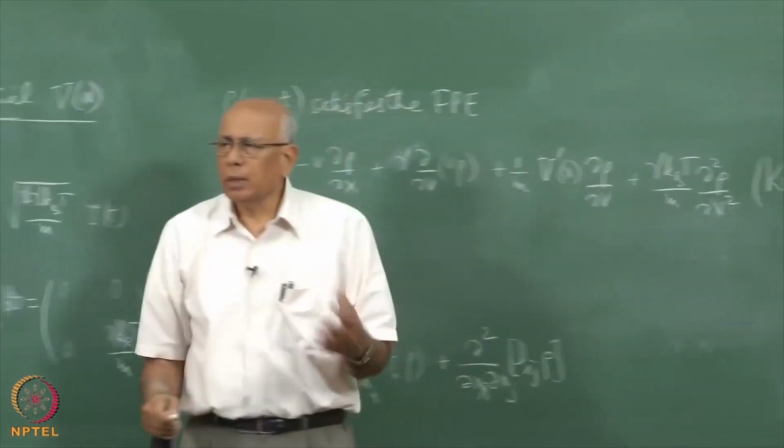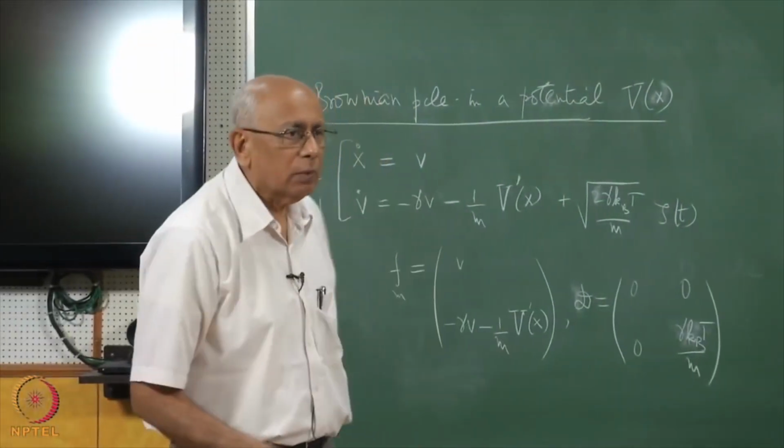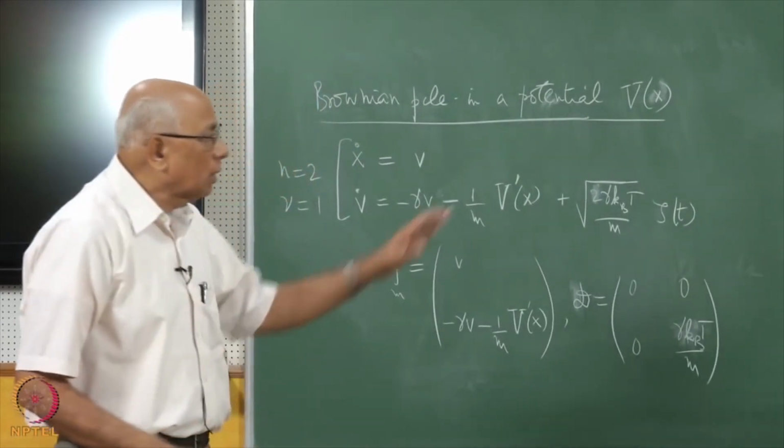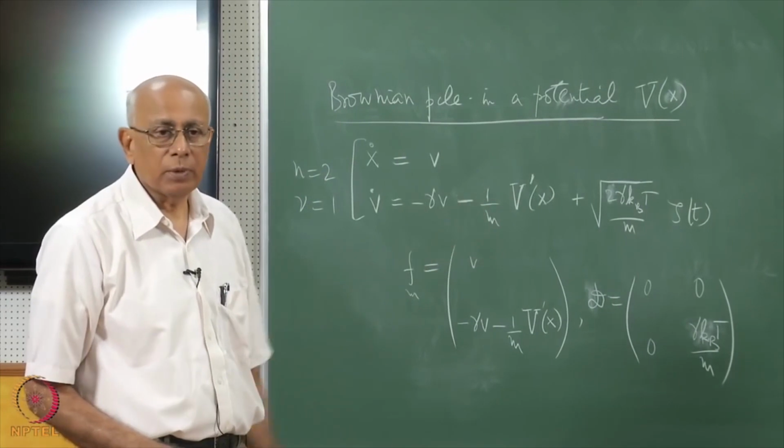Generalized to other potentials in 3 dimensions, maybe even velocity dependent forces, we do not care. So, some generalization of this is the Kramers equation. This is the simplest form of the Kramers equation.